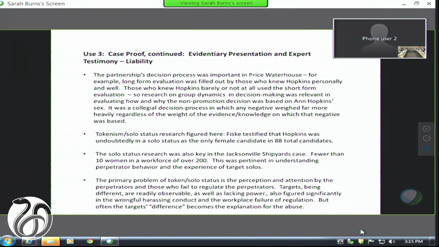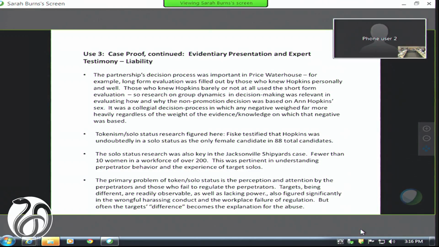This was certainly the purpose of Dr. Susan Fiske's testimony in Price Waterhouse. And let me just digress for a minute and tell you briefly about the facts in that case. Ann Hopkins had brought in more money and clients than the remaining 87 partner candidates, all of whom were male. Nonetheless, she was passed over.